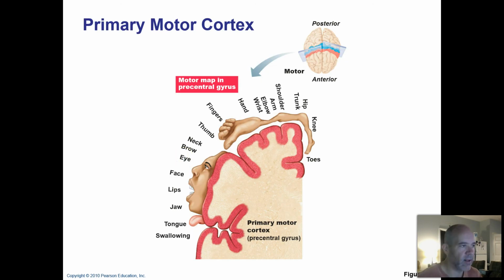All right, now let's talk a little bit more about some of the motor areas of the brain. There's a really important strip of motor neurons in the brain called the primary motor cortex. And if you notice up here on this brain diagram, this is the anterior part of the brain. This is posterior back in here.